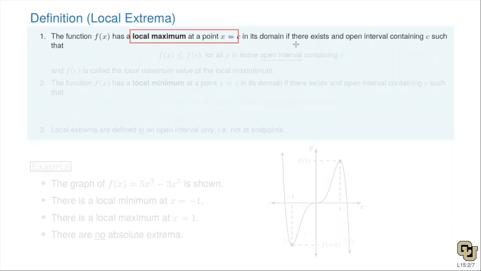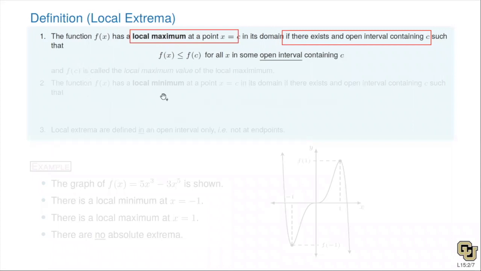In its domain, if there exists an open interval containing c, so this part's important. This part is what makes it local. I'm not saying for all x in the domain of the function, such that f of x is less than or equal to f of c. And again, for double emphasis, I wrote it down. For all x, not in the entire domain, that would be absolute, but just in some open interval containing c.